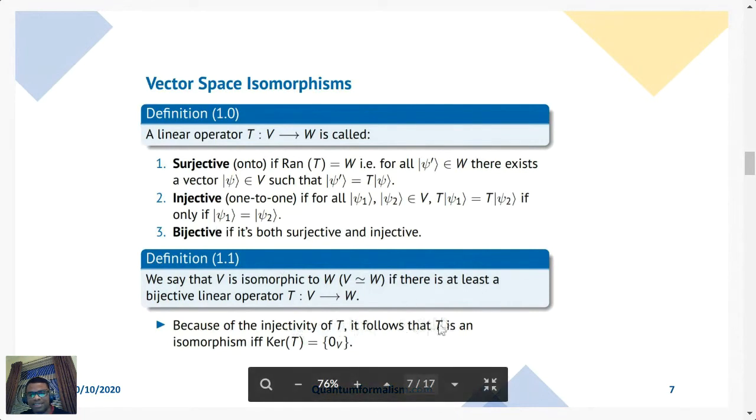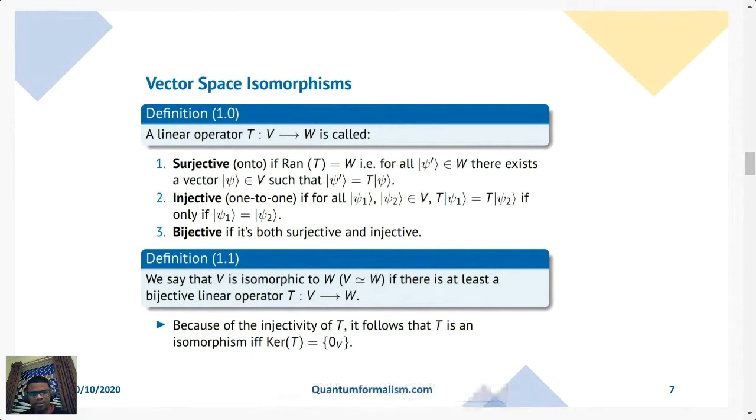So I essentially want you to prove that this T is an isomorphism only if the kernel is 0. So if the kernel is not 0, then T is not an isomorphism. Okay. Are we clear on that?